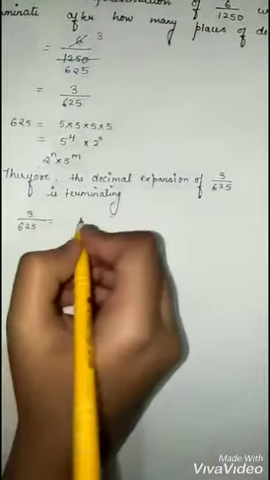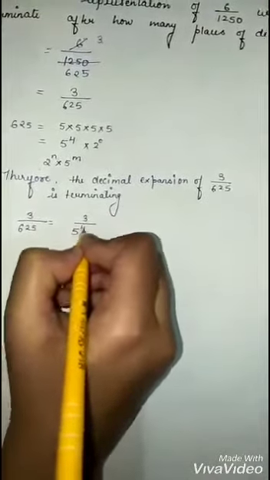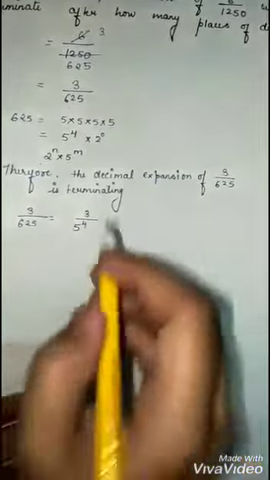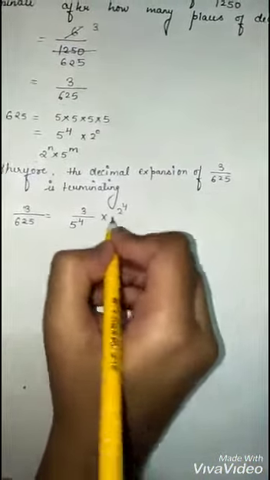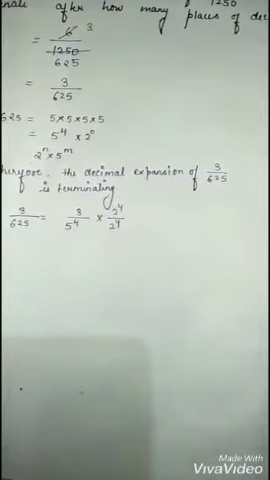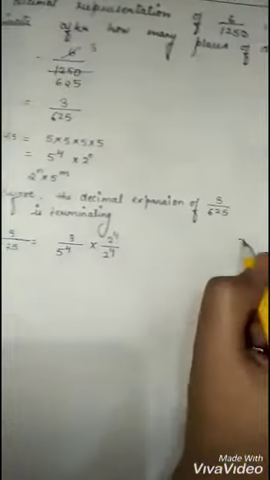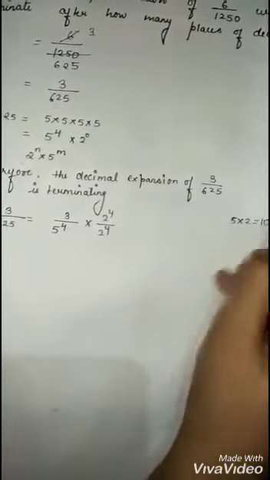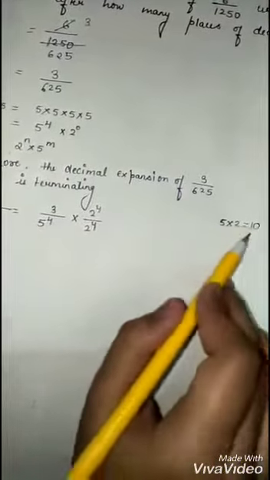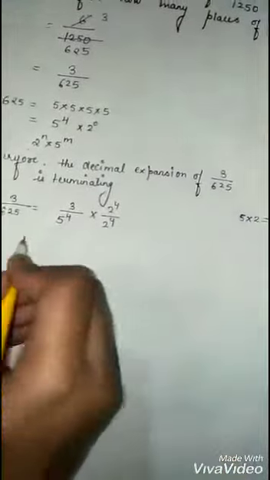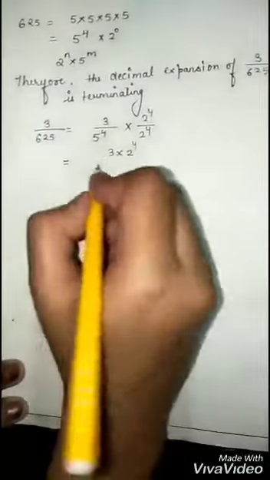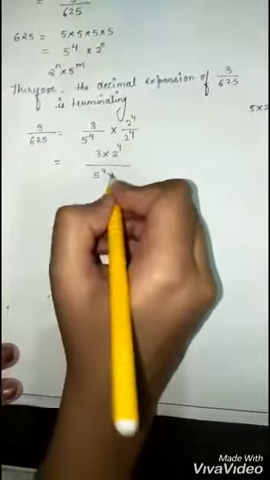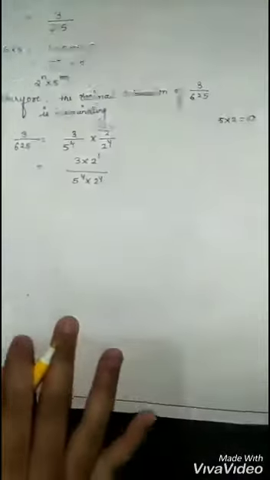3/625, write it as 3/5 to the power 4. Now multiplying numerator and denominator both by 2 to the power 4 upon 2 to the power 4, because 5 into 2 is equal to 10. I'm going to make these 10's power. So then 3 into 2 to the power 4 upon 5 to the power 4 into 2 to the power 4.